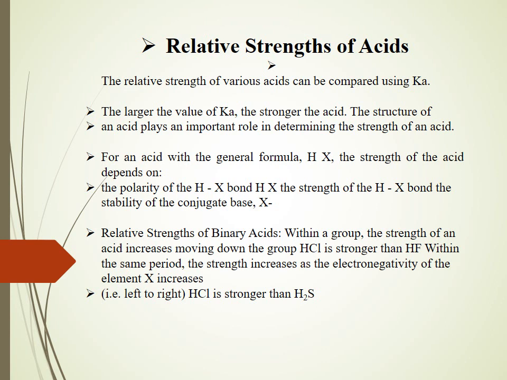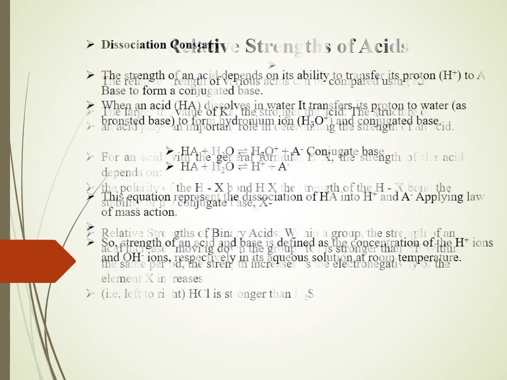Relative strength of binary acids: within a group, the strength of an acid increases moving down the group. HI is stronger than HF. Within the same period, the strength increases as the electronegativity of element X increases, that is, from left to right. HCl is stronger than H2S.